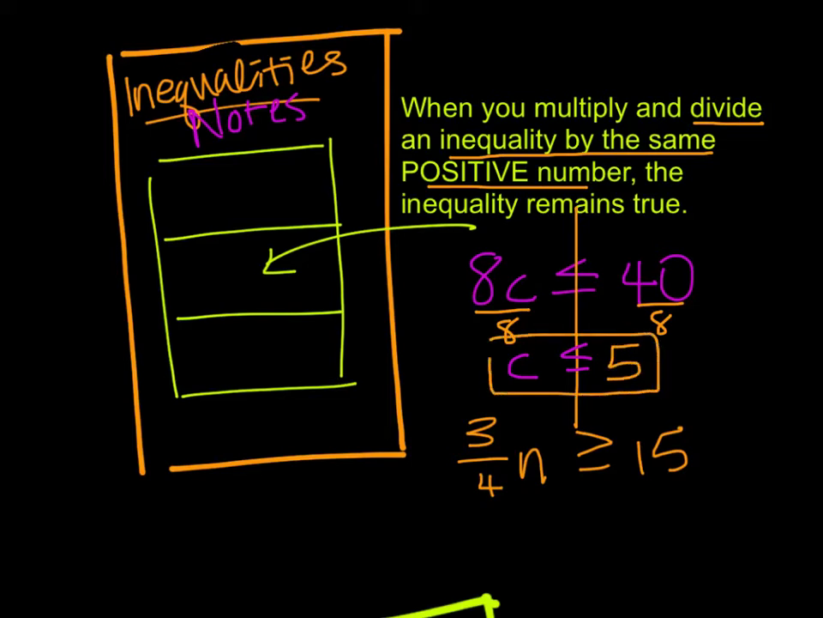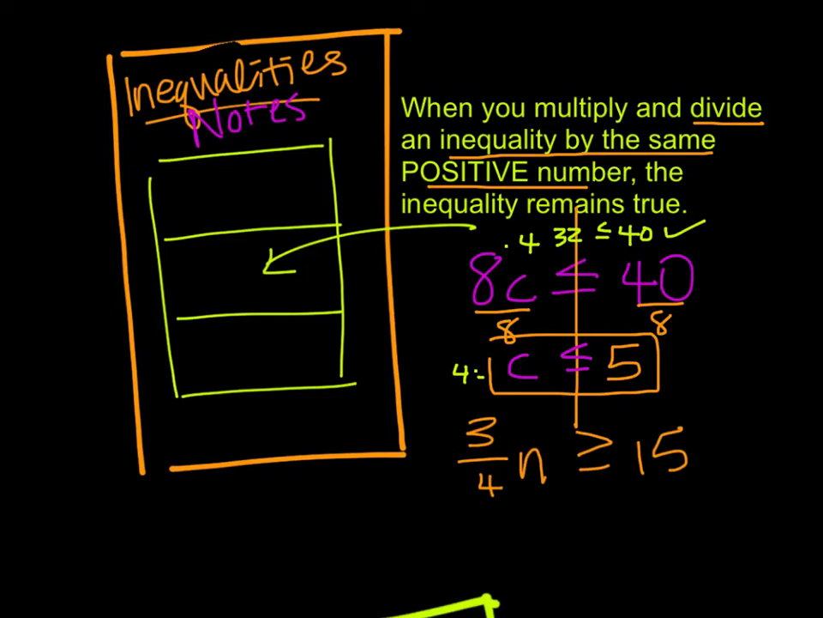So if we tried out the number 4 for c, c is equal to 4. 4 is less than or equal to 5, so 8 times 4 is 32. And is 32 less than or equal to 40? Yep, sirree, it is. Let's try the next one.